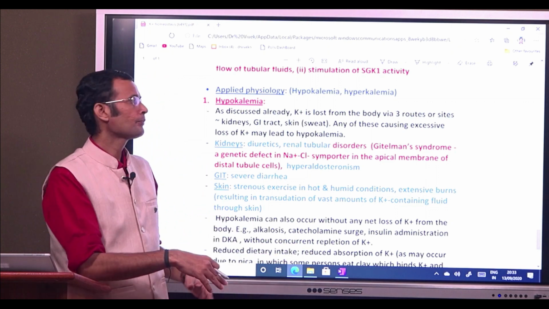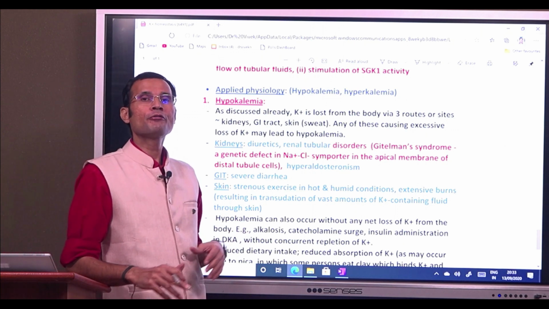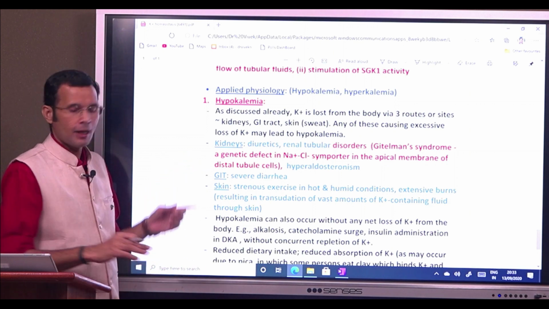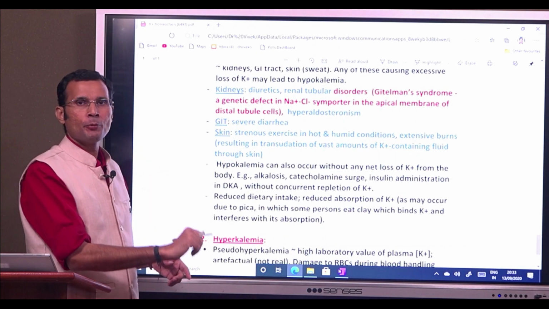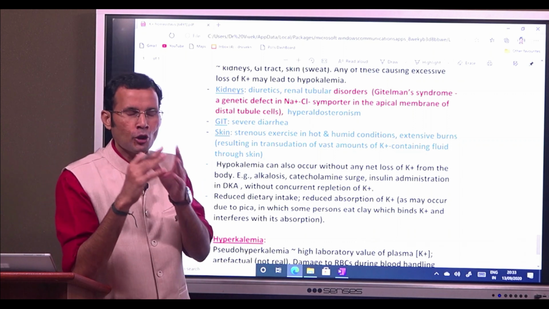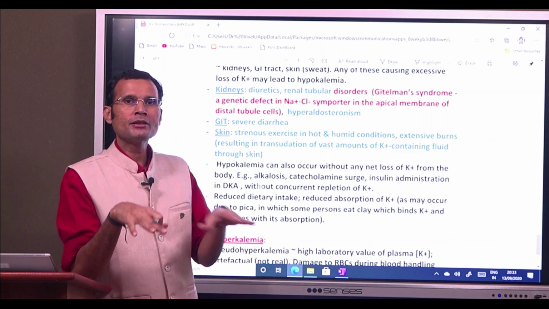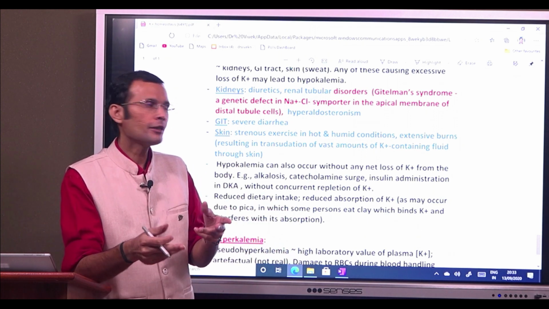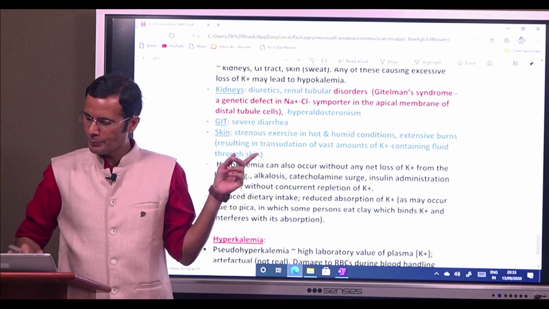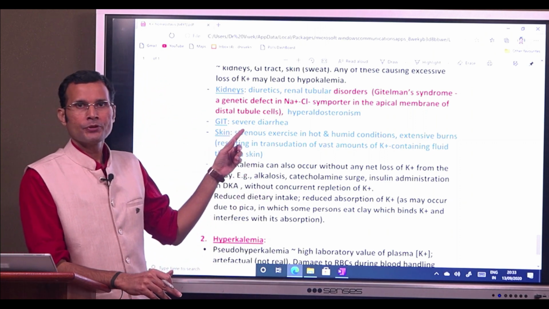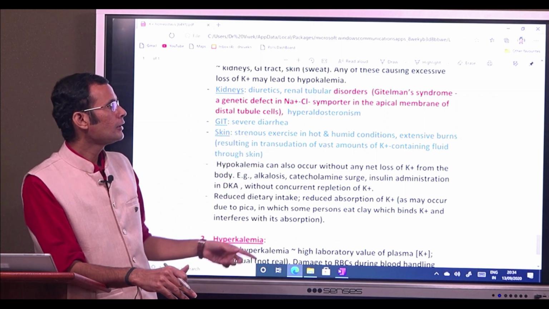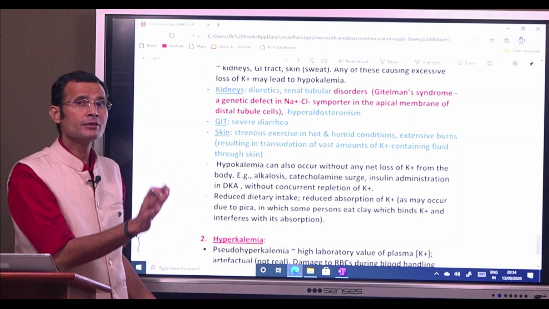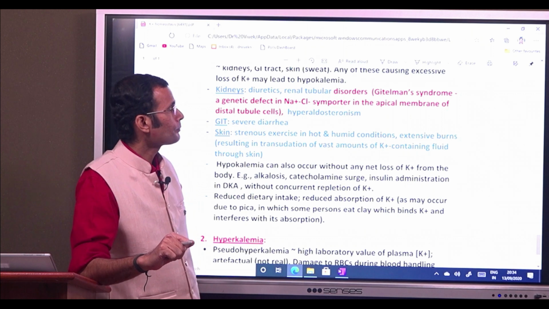And both are dangerous, particularly from the point of view of cardiac arrhythmias. So hypokalemia, when would that happen? You see, we've said potassium loss from the body occurs by three routes: kidneys, GIT, that is in the feces, and sweat. So when hypokalemia is a possibility, kidneys, first route, if diuretics are given, or there are renal tubular disorders. Diuretics, I have already mentioned the mechanism. They increase the rate of flow of tubular fluids.